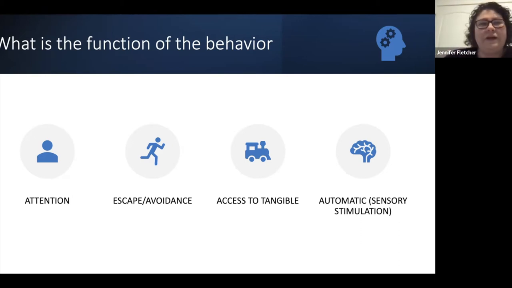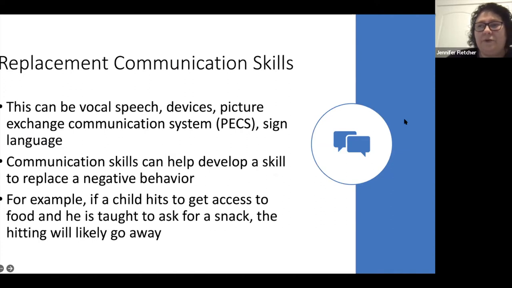Okay, hopefully you had a chance to think of it. Let's talk about some ideas of how to deal with some challenging behavior. One of the first things that I always like to consider is, is there some type of replacement communication skill that needs to be put into place? Depending on your child's communication level, they might be able to use vocal speech, or you might want to use different devices, high-tech and low-tech communication devices that you can use. So you could create a communication board.